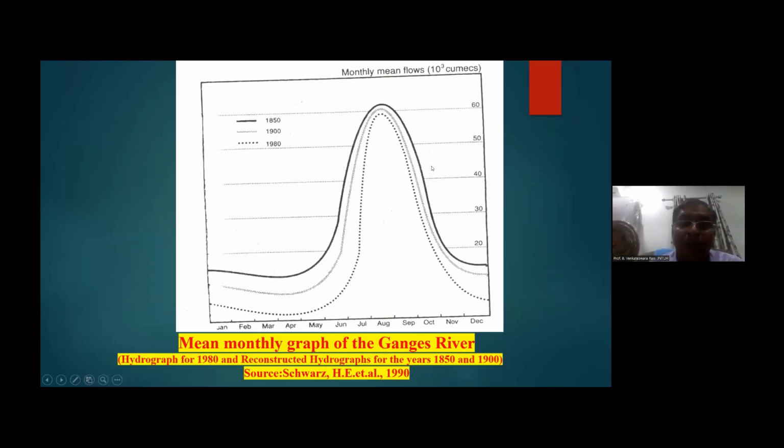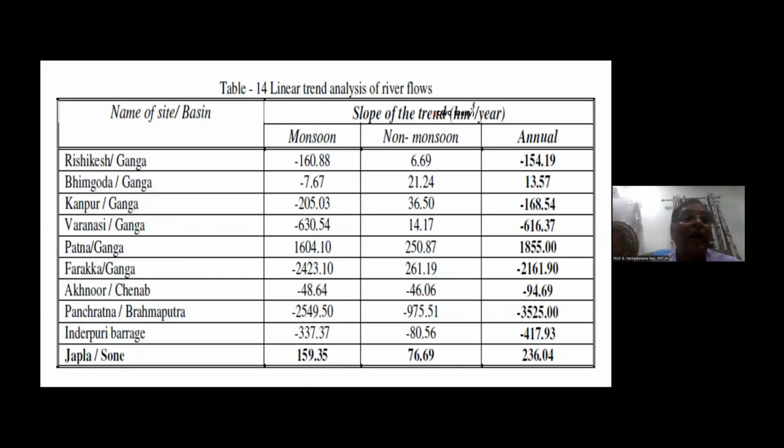This is the mean monthly graph for the Ganga River, of course the old one. Even in those days, by the 1980s itself, from the 1850s, 1900s and 1980s, even in Ganga the surface water decrease has been observed. This is prominent in almost all river basins, particularly in monsoonal climate. And particularly for the Ganga basin, you can see non-monsoon and monsoon.